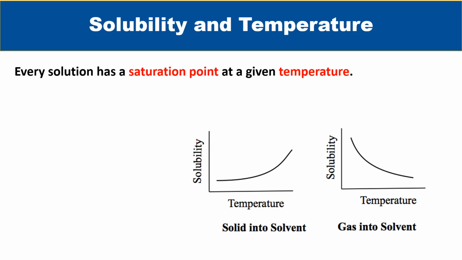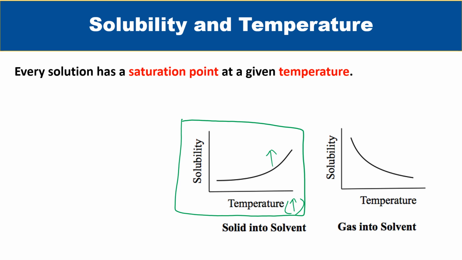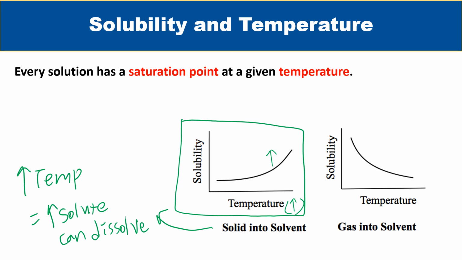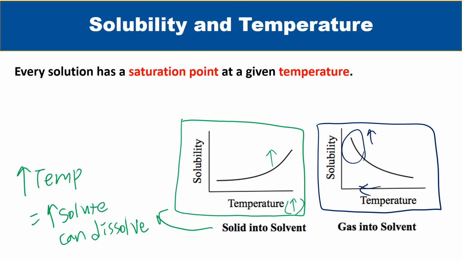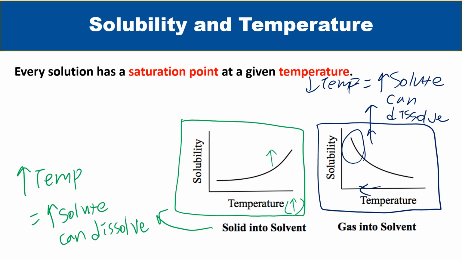Long story short, we're going to learn about the solubility and temperature relationship. Every solution has a certain saturation point at a given temperature. Like I said, I'm going to elaborate more later. If you look at the graph on the left side, what happens if I increase the temperature? Then the solubility goes up. That's a fancy way of saying for a solid, if I raise the temperature, more solute can dissolve. For a gas, on the other hand, it's the opposite. If I lower the temperature, can you see my solubility goes up? For a gas, low temperature will increase the amount of solute that can dissolve. The why will be explained to you in the next class.